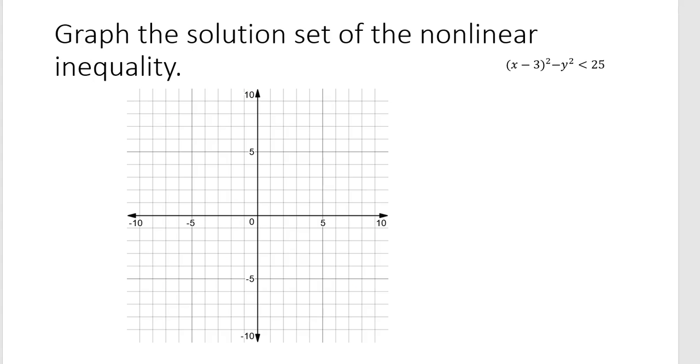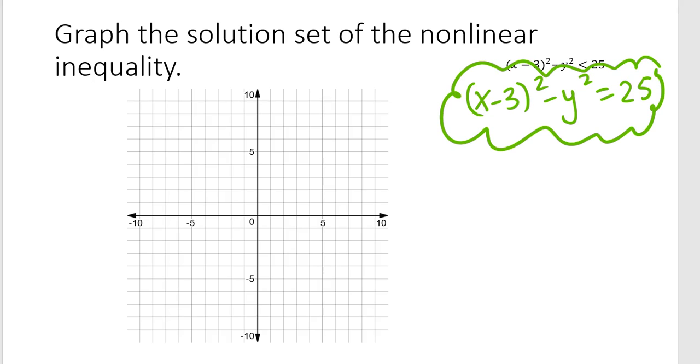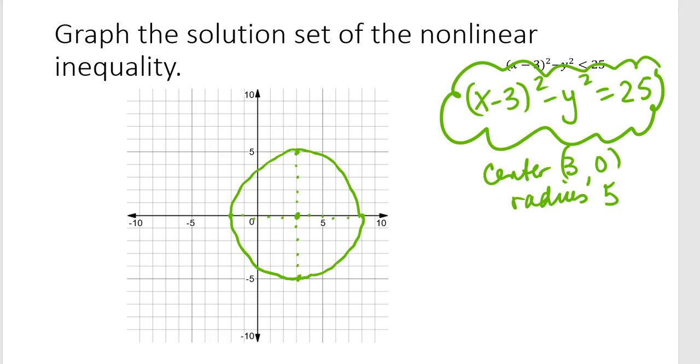Our last skill in this section is graphing a nonlinear inequality. So what you have to think about for this section is just to graph the inequality as if it's an equal. So think of it like this. Okay? Well, we can see that the center for this would be (3, 0). And the radius would be, r squared is 25, so r would be 5. And then let's graph that. Okay, so I sketched in the circle.